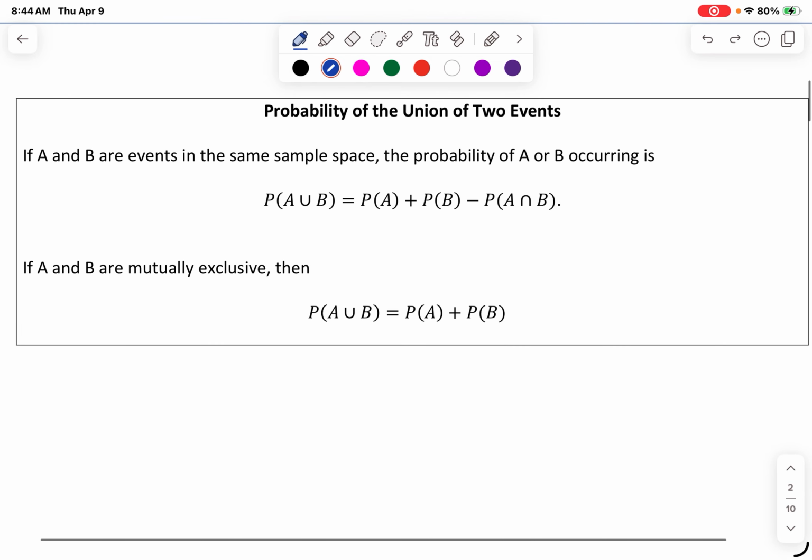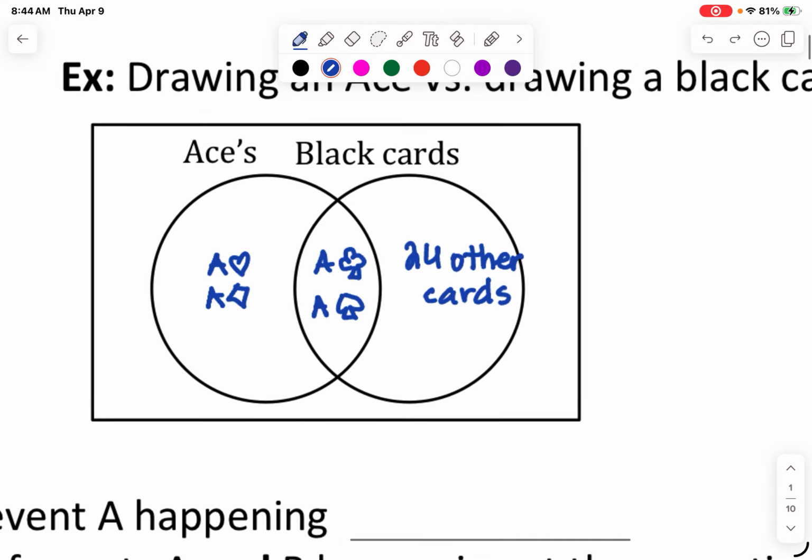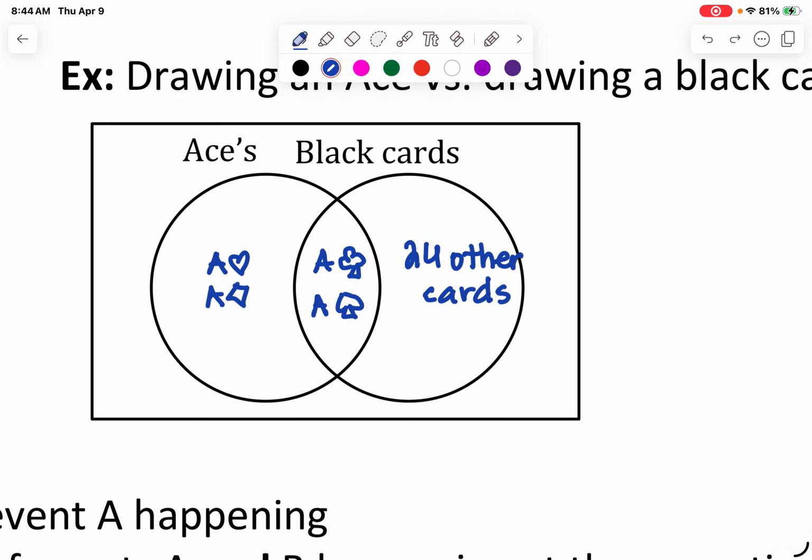Okay, the probability of the union of 2 events, so that is the "or" events. The probability of A or B happening is given by: you're going to take the probability of the first event, add the probability of the second event, but then you have to subtract the intersection. Let's look back at that non-mutually exclusive event right here.